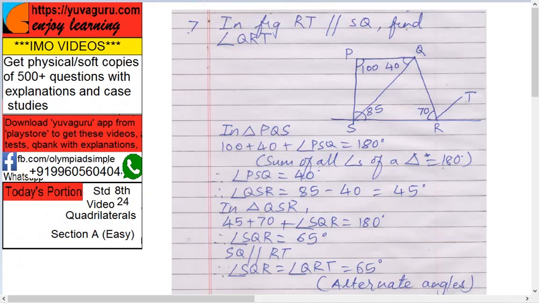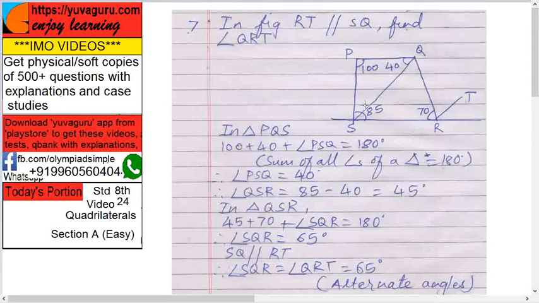Okay, so let's start. In triangle PQS, angle P is 100, Q is 40. So angle PSQ will be what? Total is 180. In any triangle, the sum of all the angles of a triangle is 180. So 100 plus 40 plus PSQ equals 180. Therefore PSQ equals, add this 140, goes over here, remains 40. So PSQ equals 40 now.